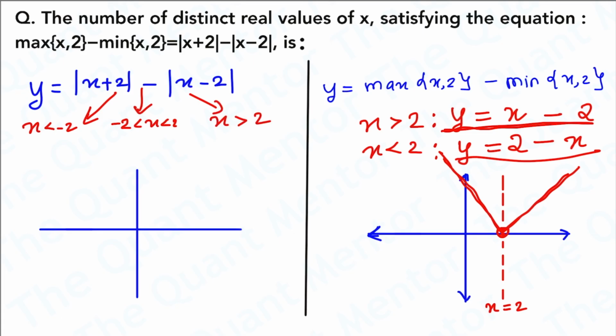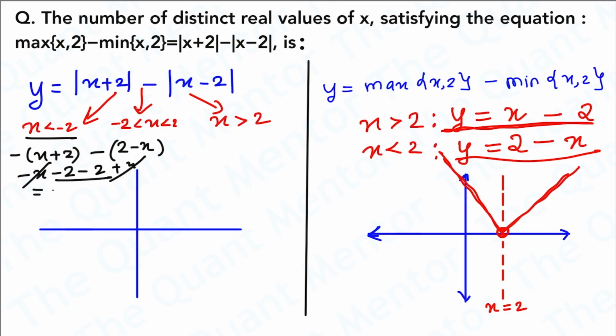Now when x is less than minus 2, by default it is less than 2 also. So both the mods will give you negative outputs. Mod of x plus 2 will be minus of x plus 2. Minus mod of x minus 2 will be minus of x minus 2, or 2 minus x. When you open these brackets, you will get minus x minus 2 plus x. And the x gets cancelled out. Minus 2 minus 2 is minus 4. This tells me that beyond x equal to minus 2, or whenever x is less than minus 2, the value of y is a constant, minus 4.